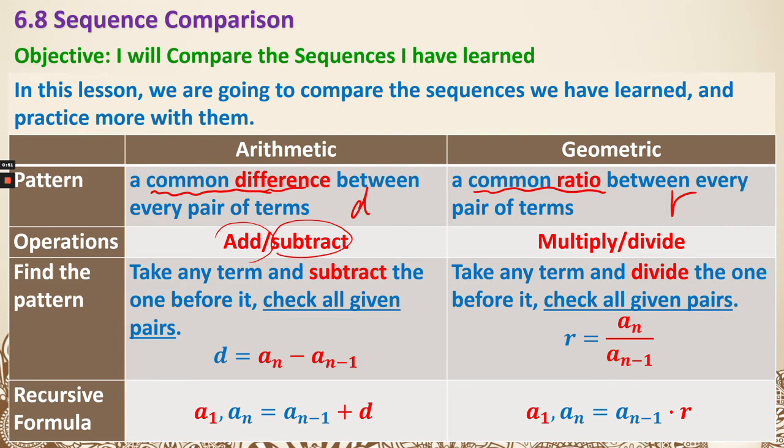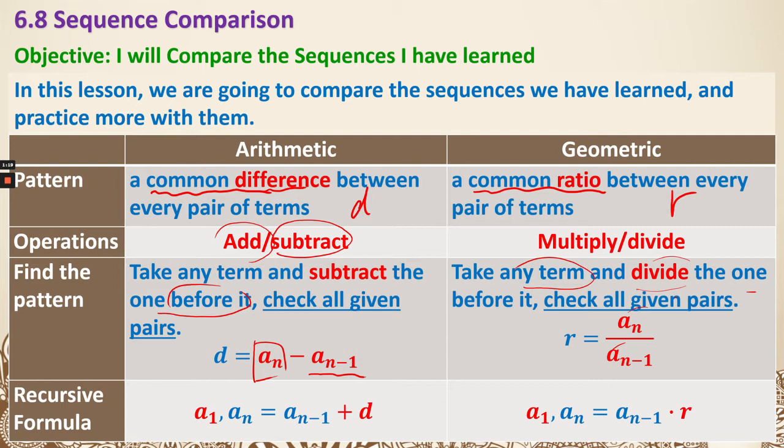Next, finding the pattern. This is something you have done, it's just we have never used a mathematical way to talk about it. So for arithmetic, you are going to take any term and subtract the one before it. So a sub n minus, of course, the one before it is a sub n minus 1. Then for geometric sequence, in order to find a pattern, you are going to take any term and divide the previous term to get the common ratio. So a sub n divided by a sub n minus 1.